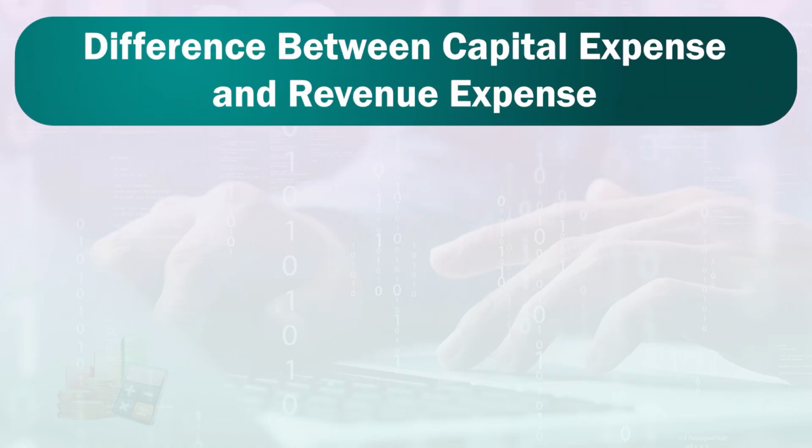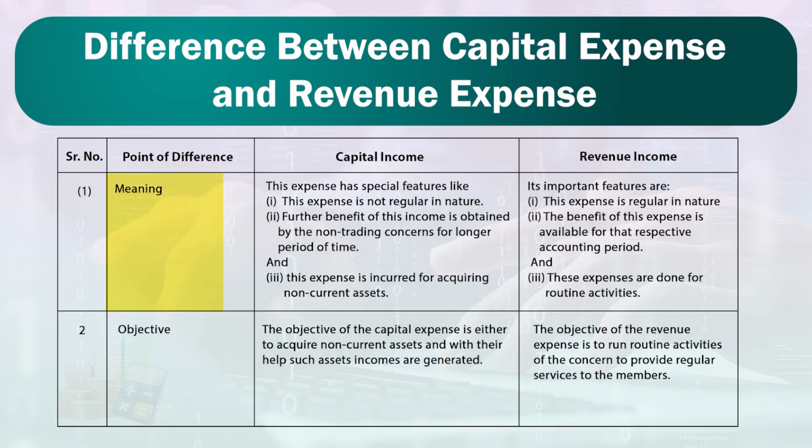After having information about capital expense and revenue expense, let us see difference between them. Difference between capital expense and revenue expense. 1. Meaning. Capital expense has special features like 1. This expense is not regular in nature. 2. Further benefit of this expense is obtained by non-trading concerns for longer period of time. And 3. This expense is incurred for acquiring non-current assets.